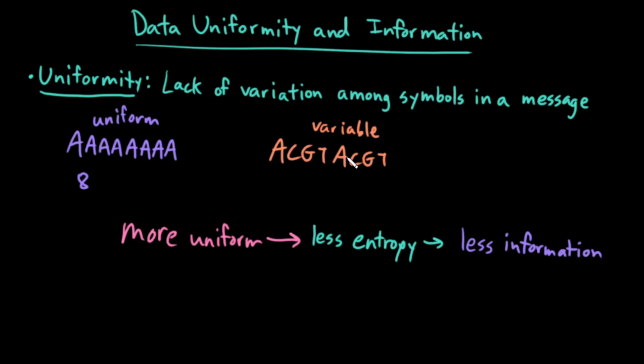Versus this string, there's no simple way that I would represent it. I could probably do better than 8 bytes. For example, I could use 2 bits to encode each of these letters. If I used 2 bits for each letter, that would be 16 bits total, which would be 2 bytes. But still, 2 bytes to potentially represent this versus less than 1 byte to represent this. You'll see that the more uniform our data look, the less entropy there is, and therefore the less information.